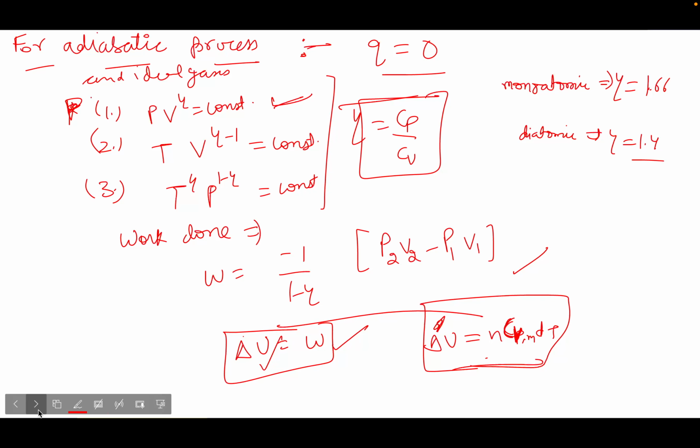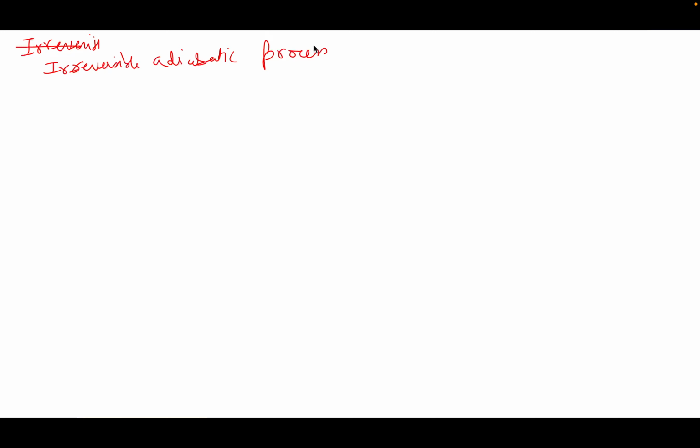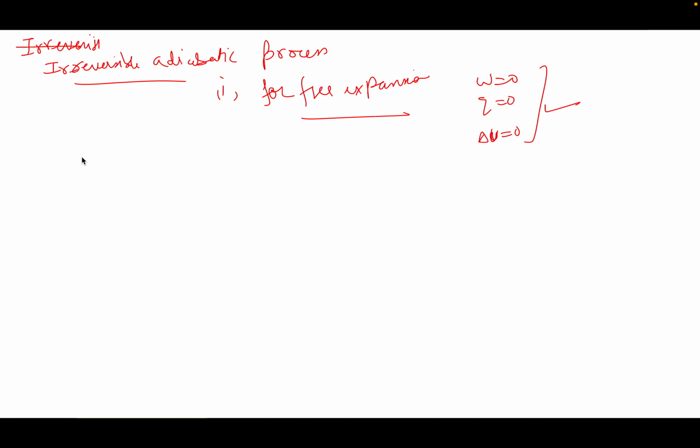Now the process is irreversible. For an irreversible adiabatic process, first for free expansion, again the work is 0, and we know Q is 0, and delta U will also be 0, because W is equal to delta U. So delta U, Q and W all are 0 for free expansion in an irreversible adiabatic process.